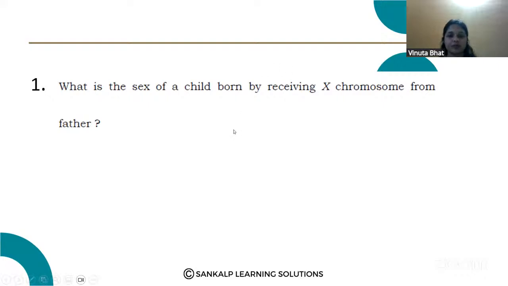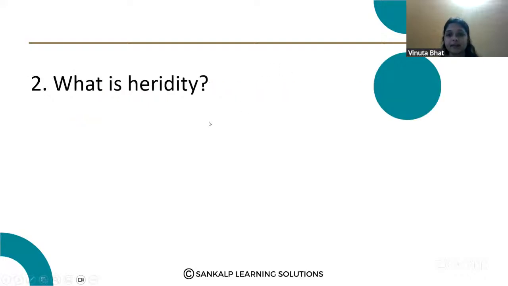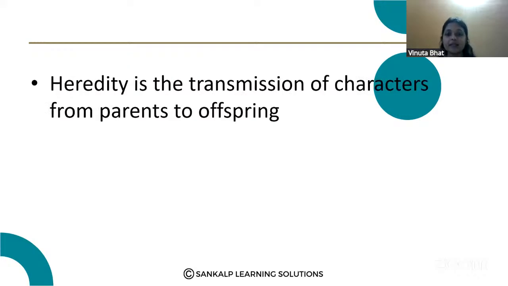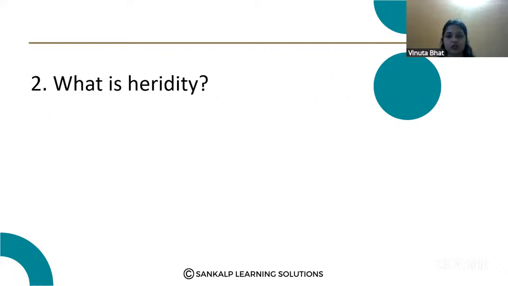Next question. What is heredity? So we know the chapter name, that is heredity. Then how do you define heredity? Here, heredity is the transmission of characters from parents to the offspring. So the characters that transfer from parents to the next generation are known as heredity. Please note down the question.